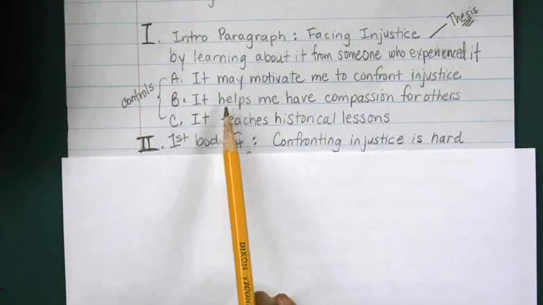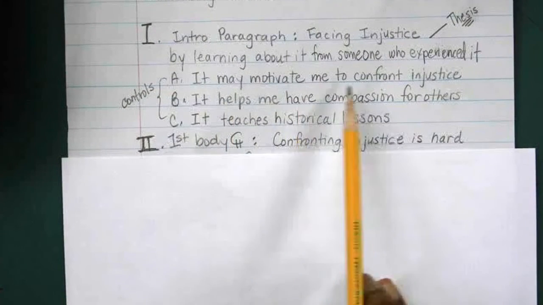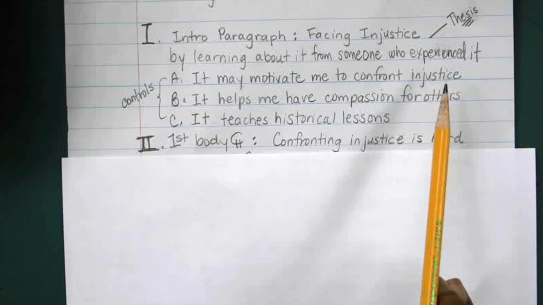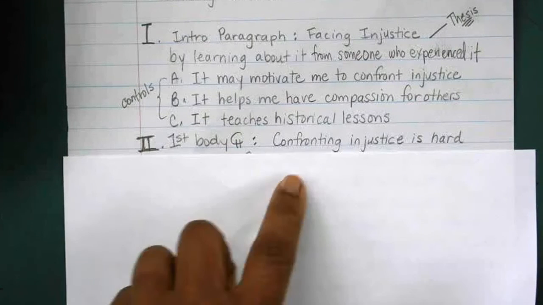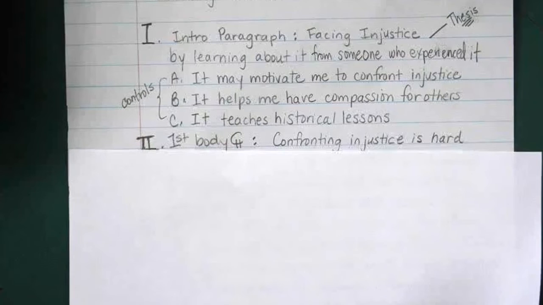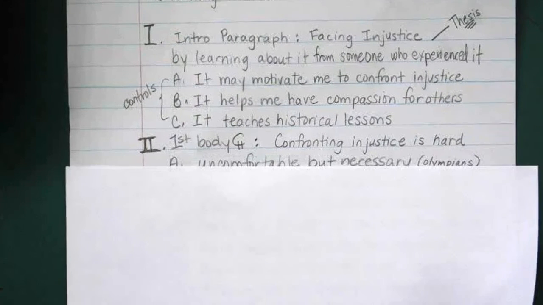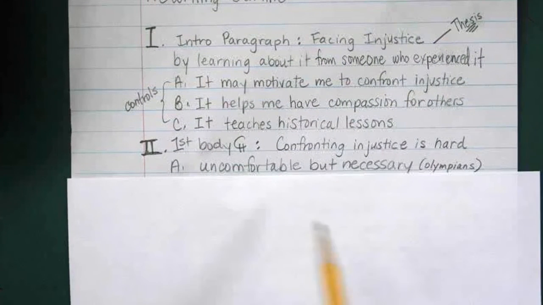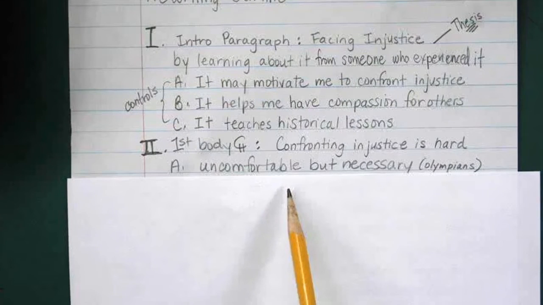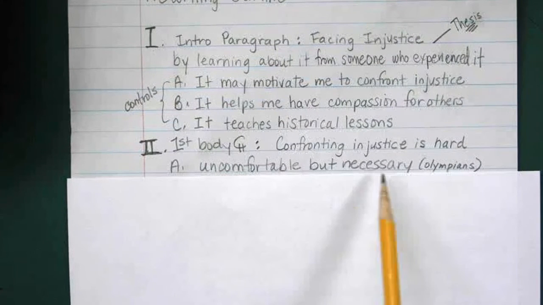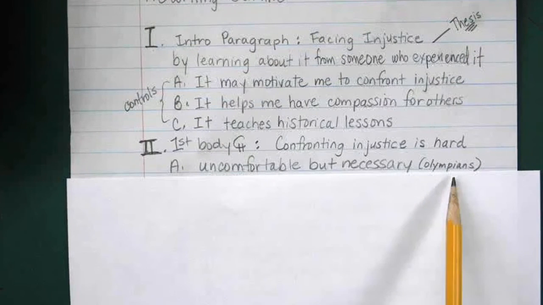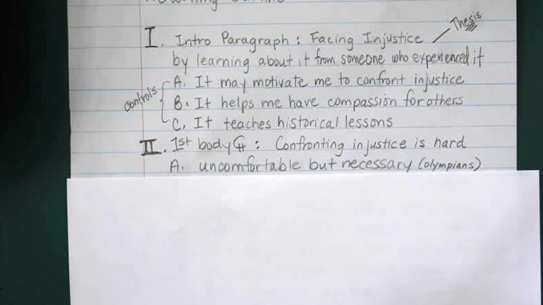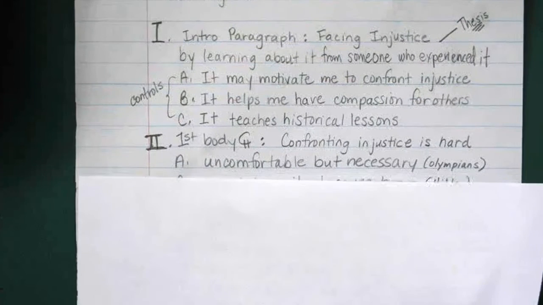The first body paragraph is all about possibly confronting injustice once I've learned about it. In other words, speaking up and acting out against injustice. So I'm going to start off by just saying something about confronting injustice is hard, and then I'm going to go in and write about how it is uncomfortable but necessary for people to confront injustice, and I'll give the example of the Olympians, and I'm going to use my PBT for that.